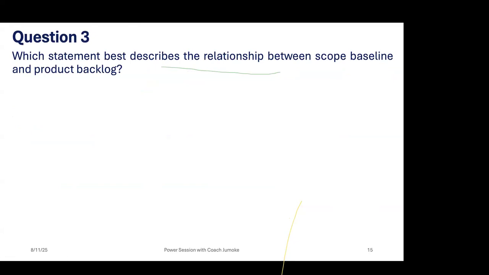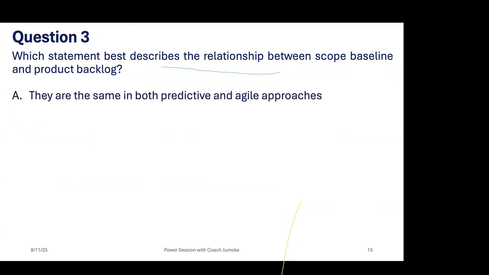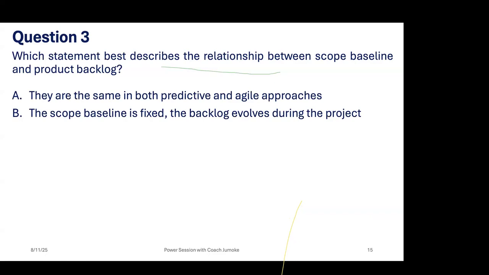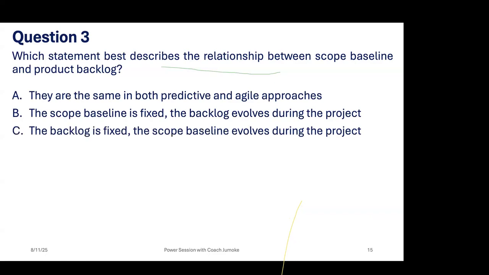Which statement best describes the relationship between scope baseline and product backlog? A, they are the same in both predictive and agile approaches. B, the scope baseline is fixed, the backlog evolves during the project. C, the backlog is fixed, the scope baseline evolves during the project. And D, both evolve continuously during the project.